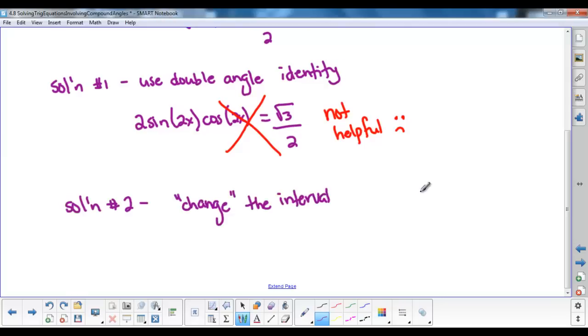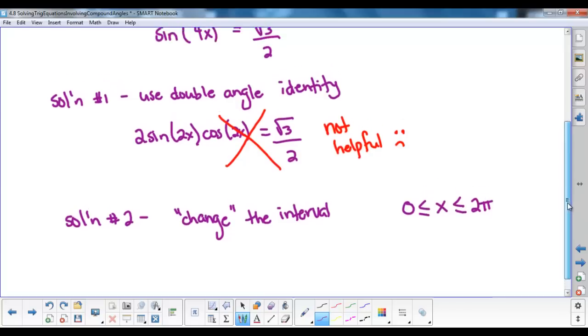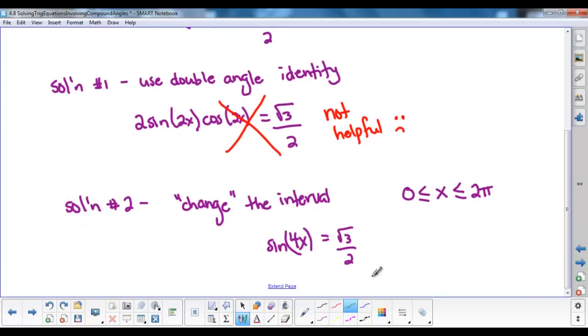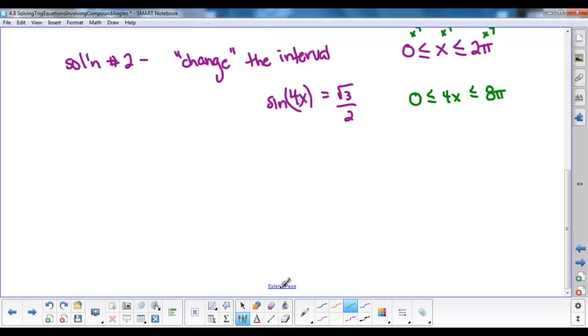We're going to change the interval. Normally we work between 0 and 2 pi, but since our question is sine 4x equals √3/2, we want to multiply each of these by 4 because we want to work with 4x. So we're working between 0 and 8 pi. How does this work out? First, think in terms of between 0 and 2 pi, just like you normally would tackle this question. Sine of some angle is going to give me √3/2.